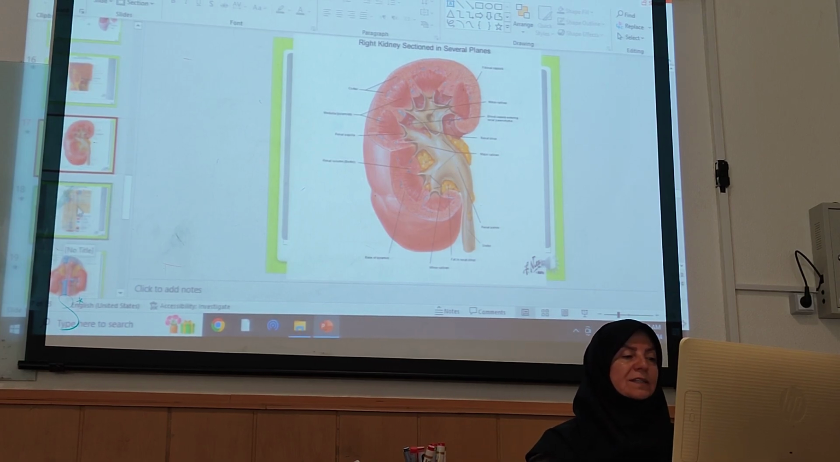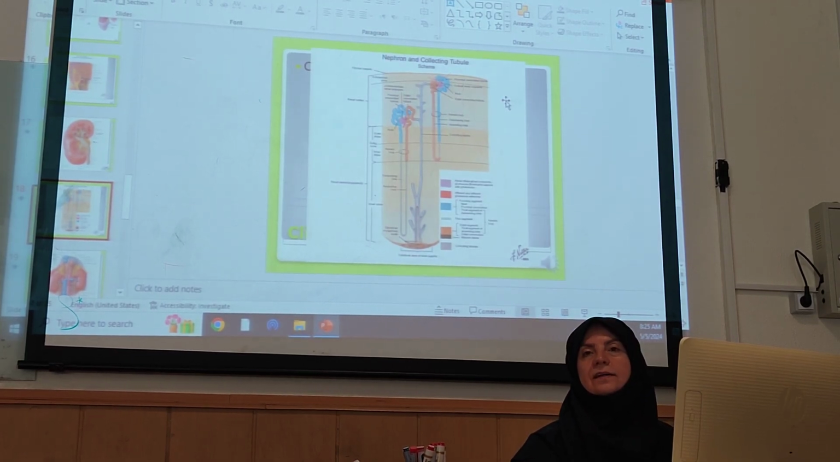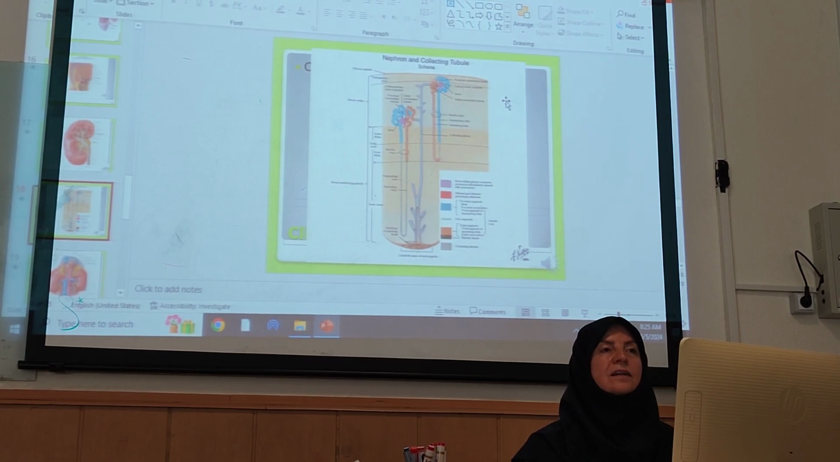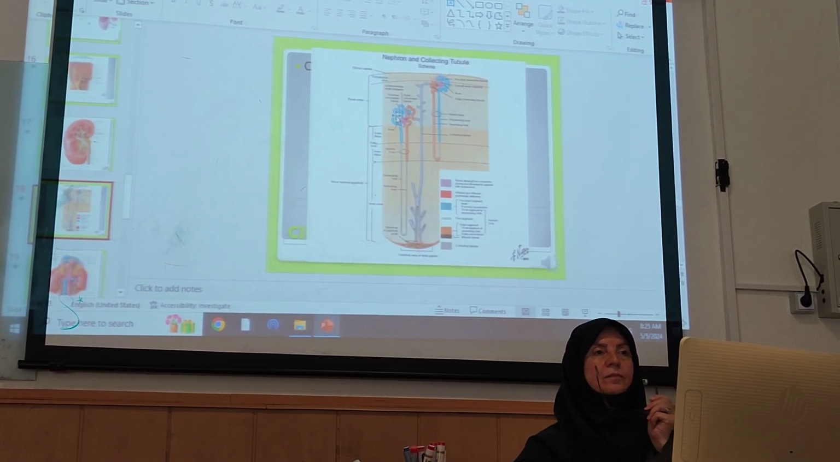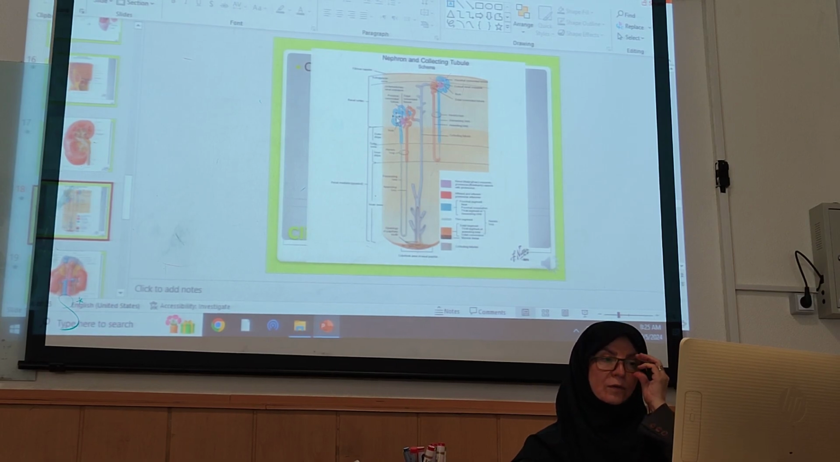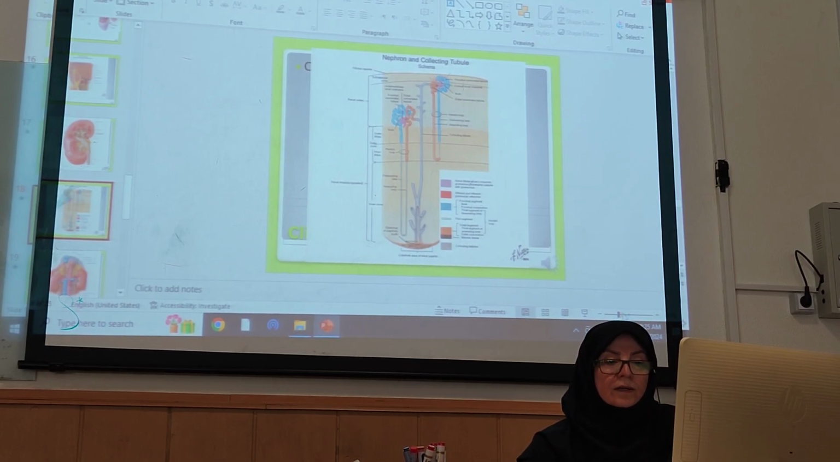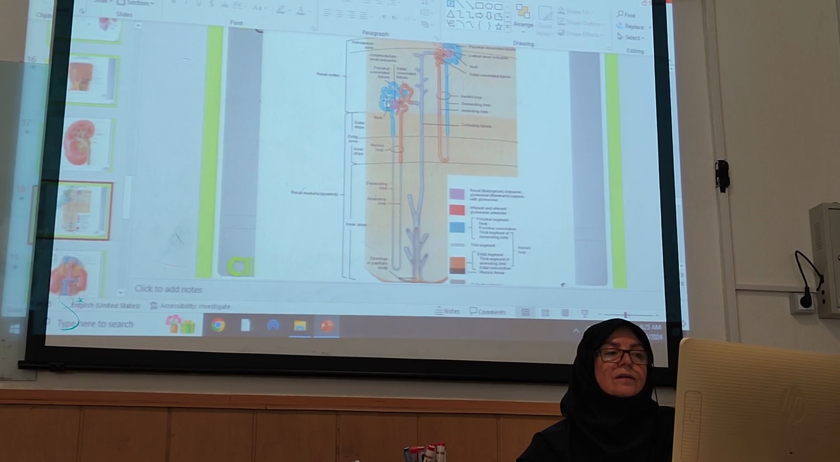Now, what about this picture? It is the renal tubule. It's contained in the cortex. It's the Bowman's capsule and the glomerulus. This is the capsule, and this is the capillary, this blue one.